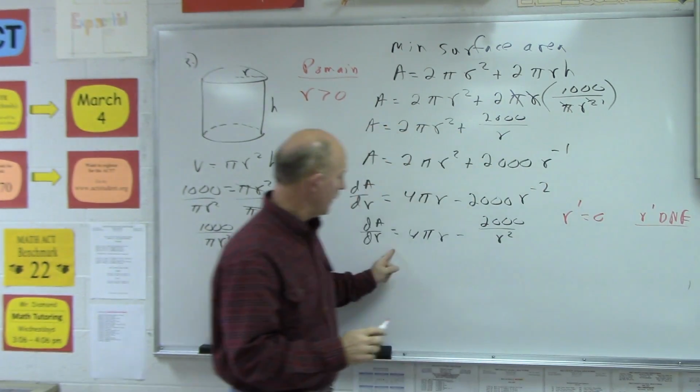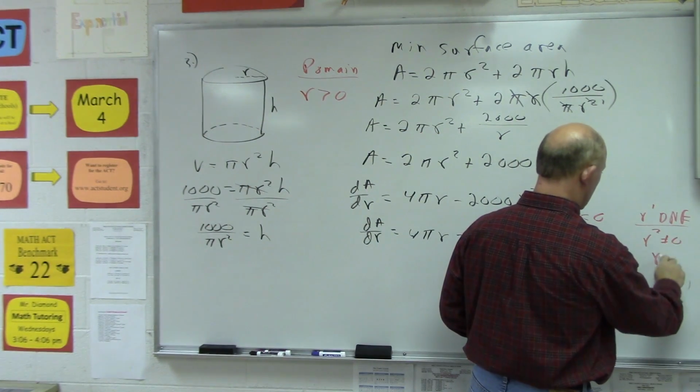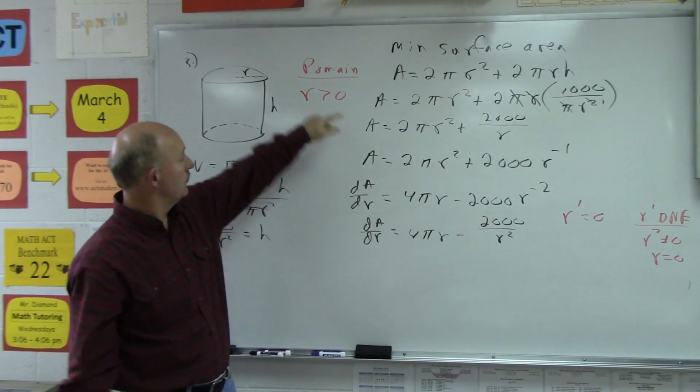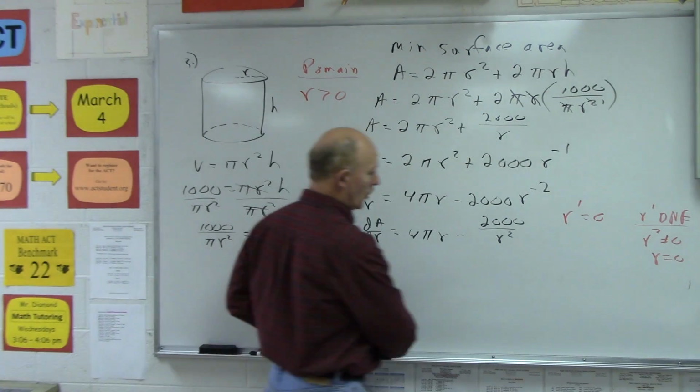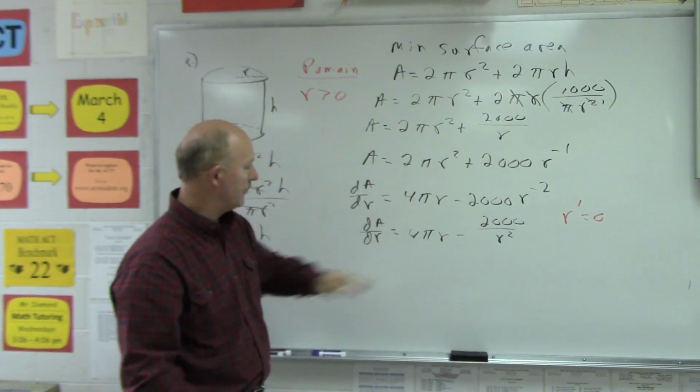Now, first of all, r can't be equal to 0. So r squared cannot be equal to 0. So r equals 0 would be one critical number. But luckily for us, 0 is not in the domain, so we don't have to worry about this. So let's find the zeros of our derivative then.